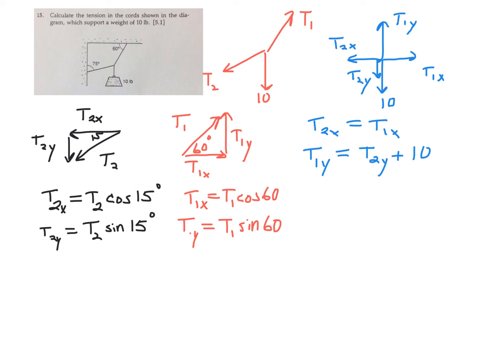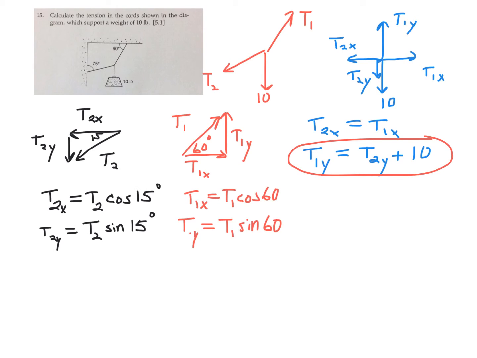Basically what I'm going to do is plug these expressions from the black and the red into the blue equations. I might not do the whole thing, but for example, if I take this relationship right here. Well, let's start with the other one. Let's start with this one right here. You can start anywhere you want, but I have T sub 1y equals T sub 2y plus 10.